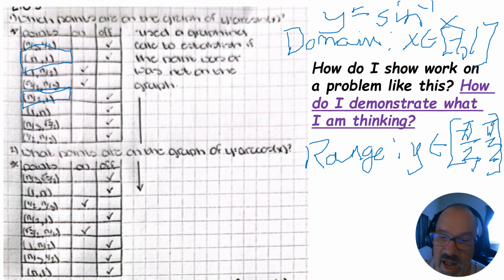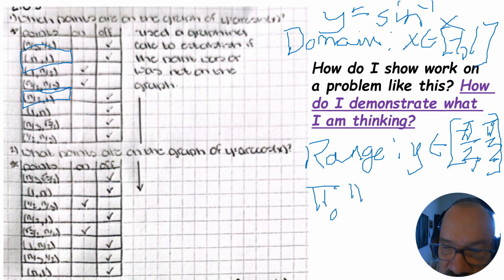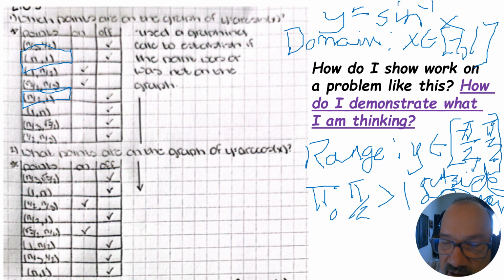Okay. Why are they not on the graph? Because pi and pi/2 are both greater than 1. They're outside the domain, therefore not on the graph. So outside domain, therefore not on the graph.